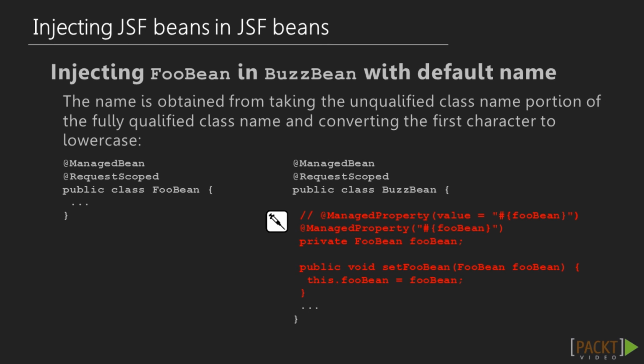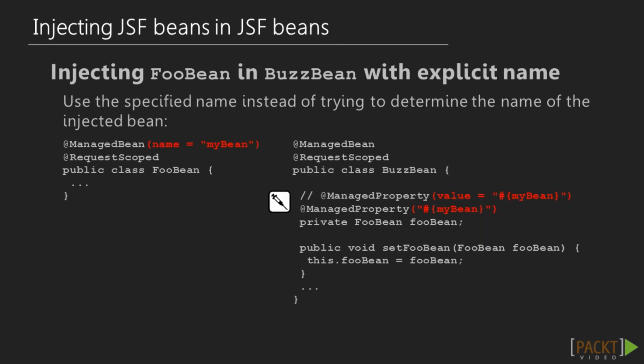Notice the fact that the injected bean is indicated via its name, obtained from taking the unqualified class name part of the fully qualified class name and converting the first character to lowercase. In addition, the injection is successfully accomplished if we provide in buzzBean a setter method for the fooBean.